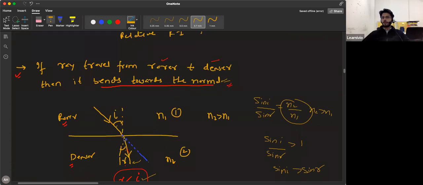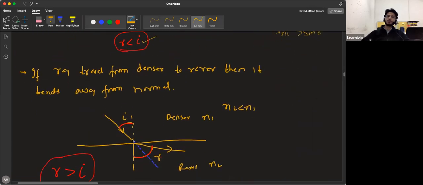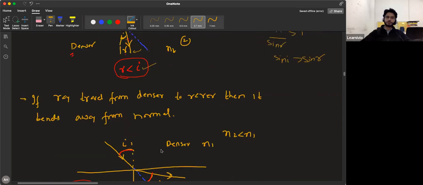See, if there is no refraction, then light should travel in this direction, the direction of the blue line. But due to refraction, it bends. This is the angle of refraction. So this is known as bending towards the normal. And when the refraction is from denser to rarer, the refracted ray bends away from the normal. If there is no refraction, the direction of the ray is that of this blue line. It bends away from the normal. Note it down.